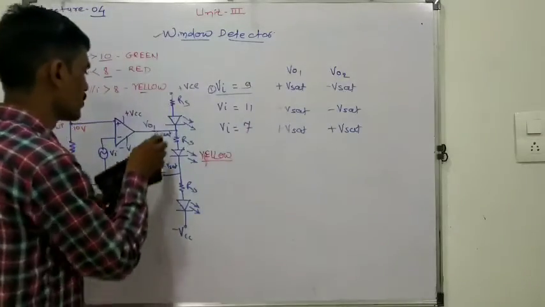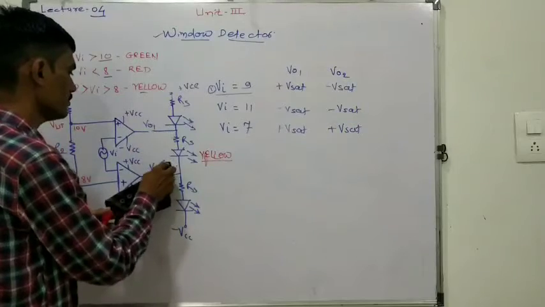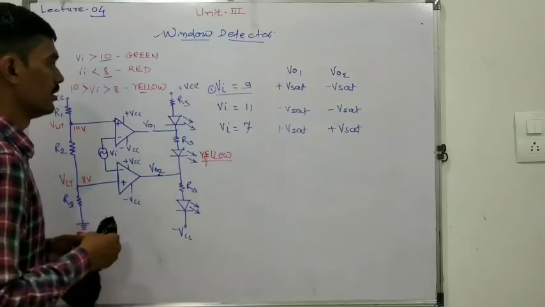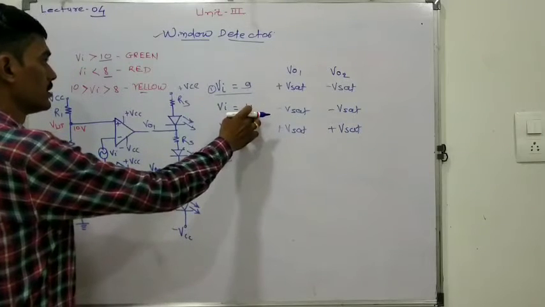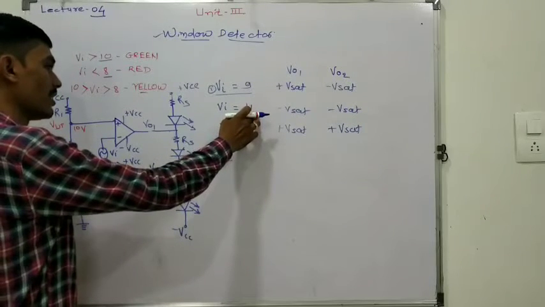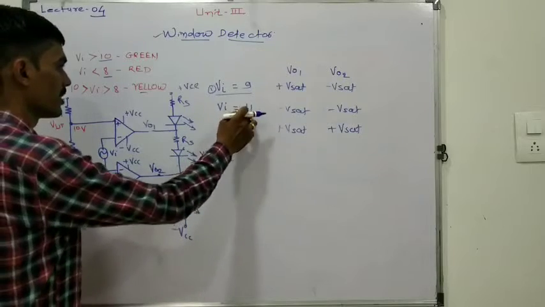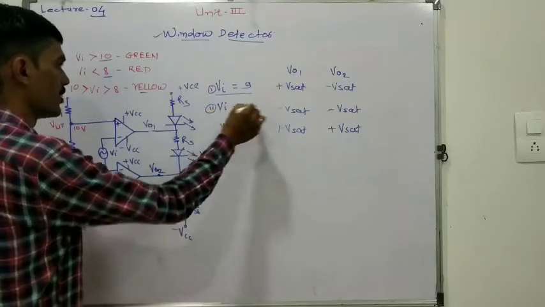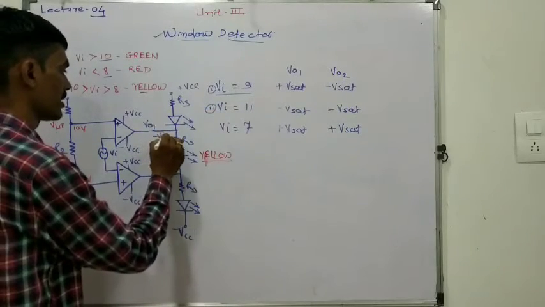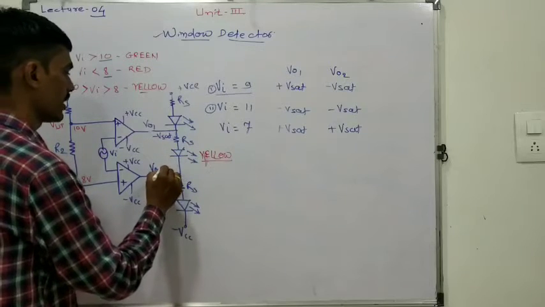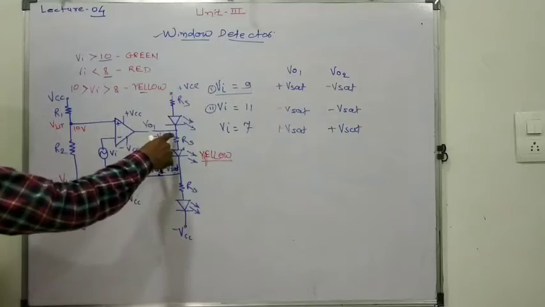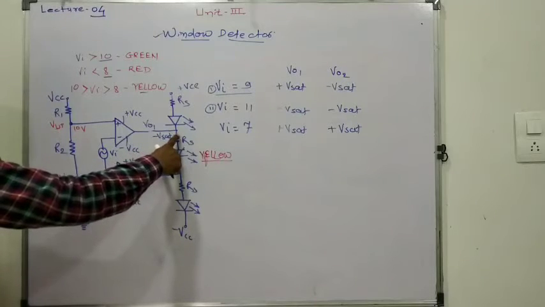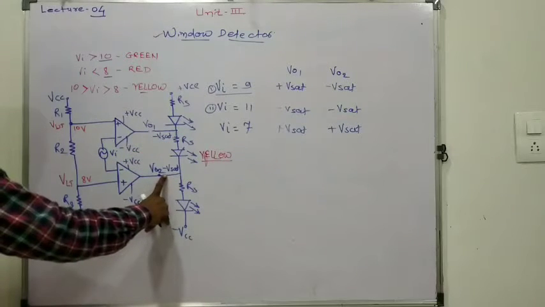Now second condition. It is greater than the upper threshold voltage. That is nothing but the second condition. For that, here we are getting minus Vsat and here we are getting minus Vsat. Definitely, if both are minus, this LED must be off condition. Now this is also in off condition.